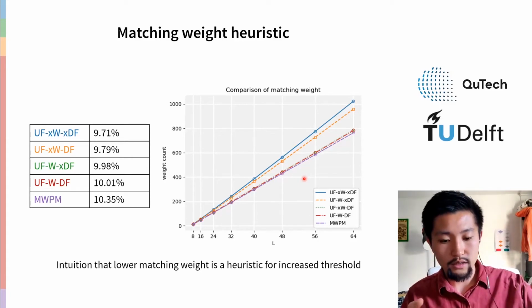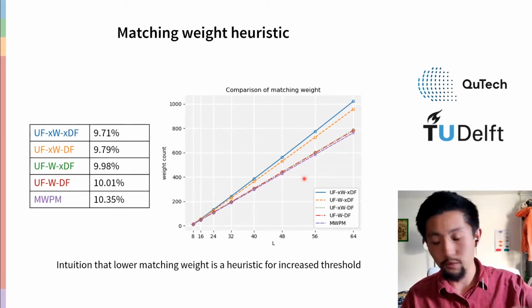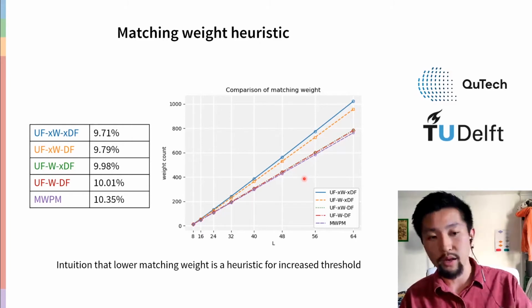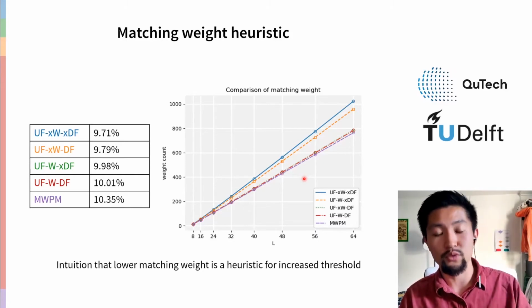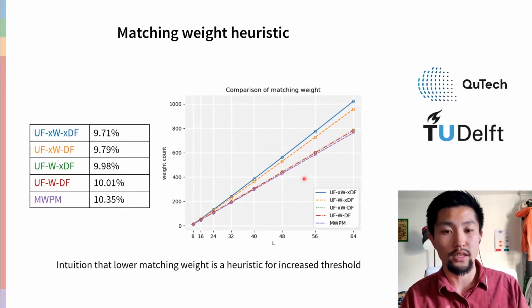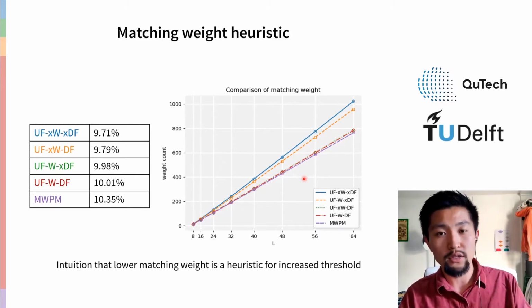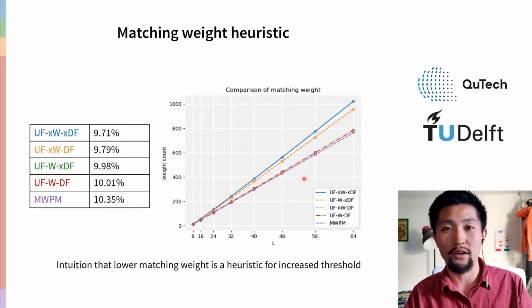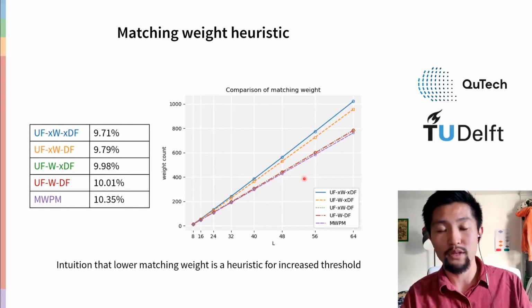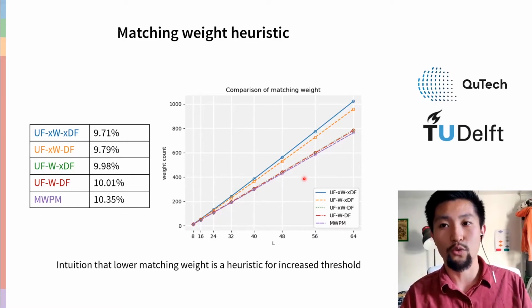For a given lattice, or for a given erasure, when you start peeling, eventually what you end up with is a combination of strings between these syndromes, which are the correction that you apply. If you count the number of edges in the correction, or in the matching between these syndromes, that is our matching weight.